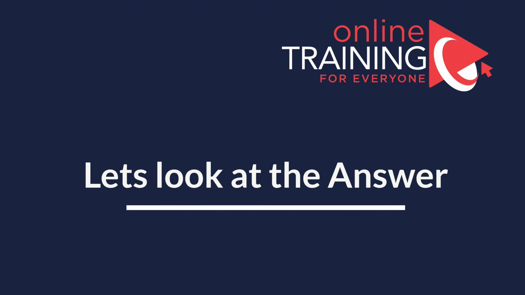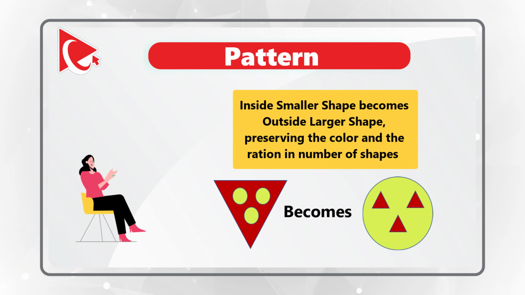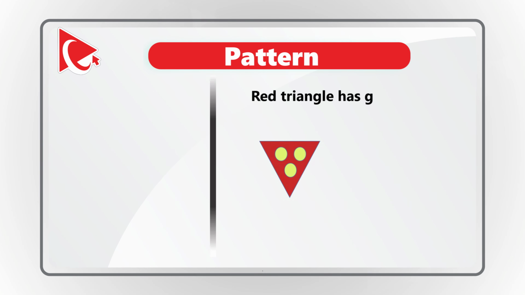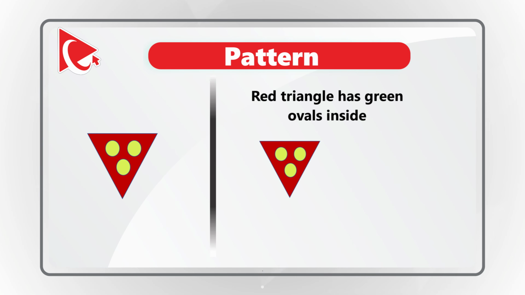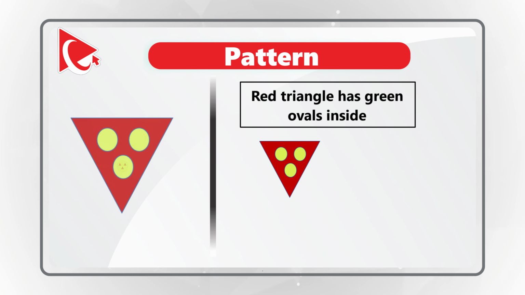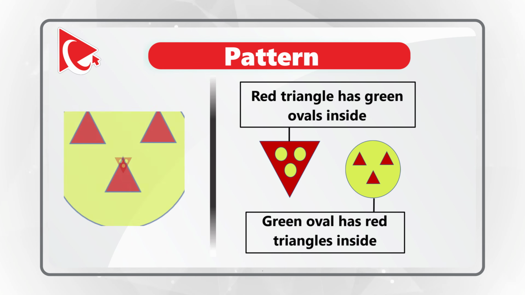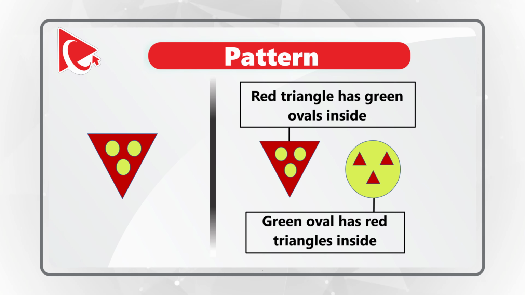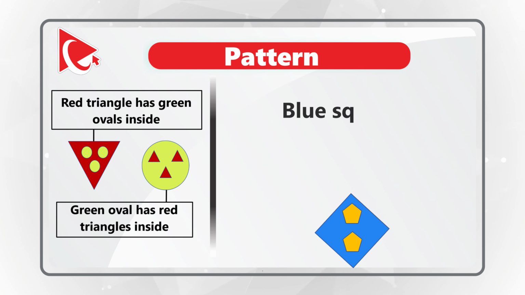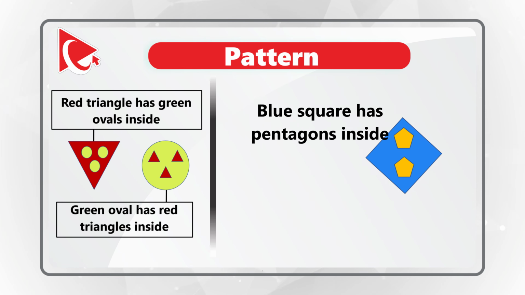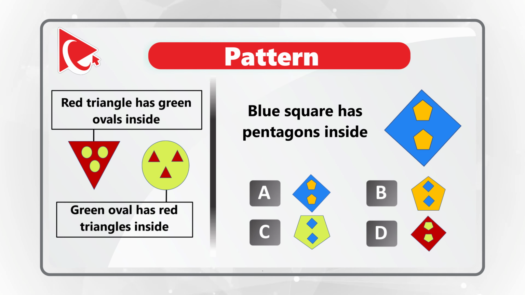To determine the correct answer in this case, and in a lot of other cases, you need to look for patterns. And the pattern in this particular case is that to build the relationship, inside shapes become outside shapes, preserving the number of the inside to outside shapes ratio. If you look closely at the relationship presented in this question, you see that the red triangle has green ovals inside, and it has a relationship to a green oval that has red triangles inside. Knowing this, we need to determine the relationship of the blue square that has pentagons inside to one of 4 shapes presented in possible answers. Do you see it now?